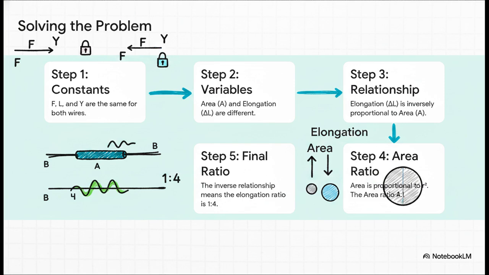Step 2. So what's different? Just the area and the elongation. Step 3. Now look at the formula. Elongation is inversely proportional to the area. That means if the area gets bigger, the stretch gets smaller. Step 4. Let's figure out the area ratio. Area is pi r squared, so it's all about the radius squared. Since wire A has twice the radius, its area is going to be 4 times bigger. And finally, step 5. If the area is 4 times bigger, that inverse relationship means the elongation will be 4 times smaller. So the final ratio of the elongation is 1:4.